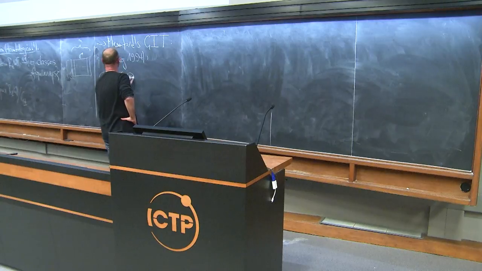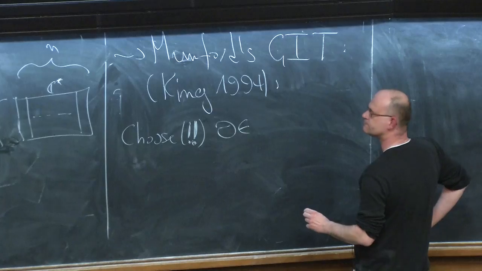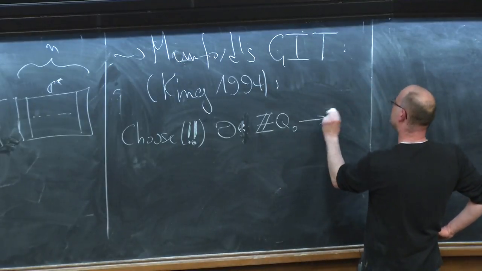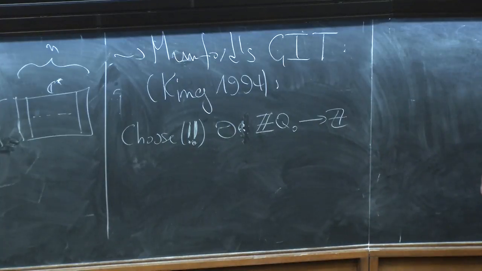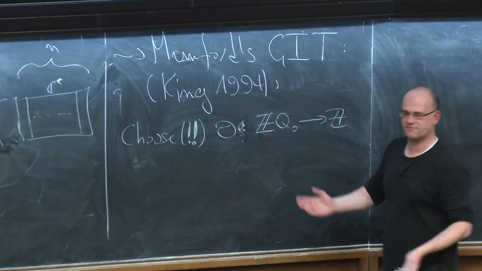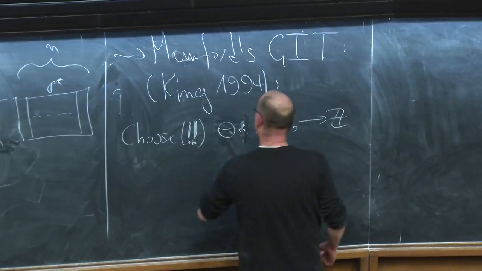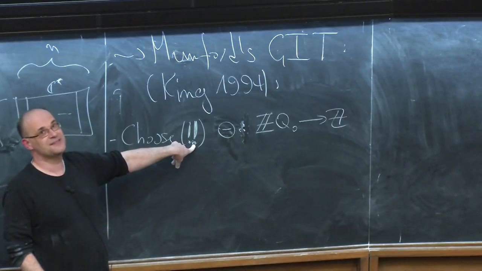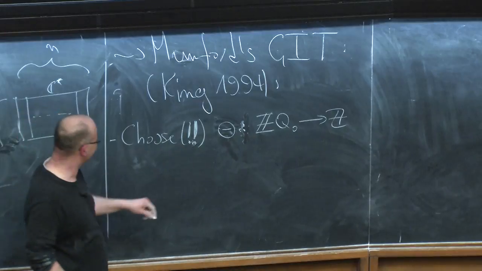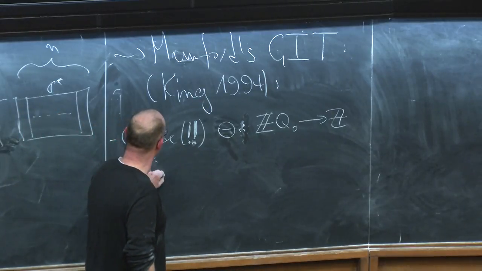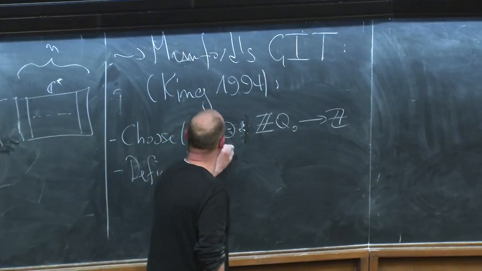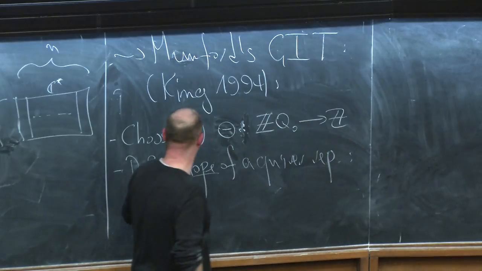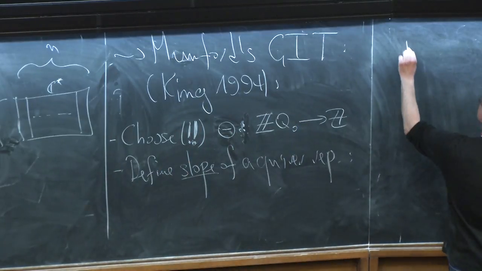Choose an integer valued functional theta on the vertices of the graph. So that's the first step. And this choice is very, very subtle. If you make the wrong choice, then all your moduli spaces will be empty. Define the slope of a quiver representation. Slope is usually called mu.